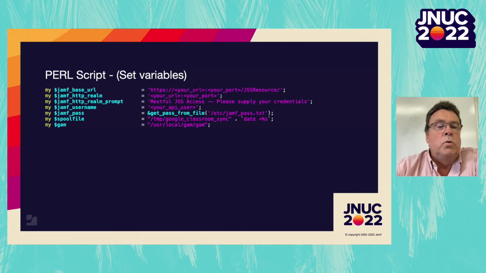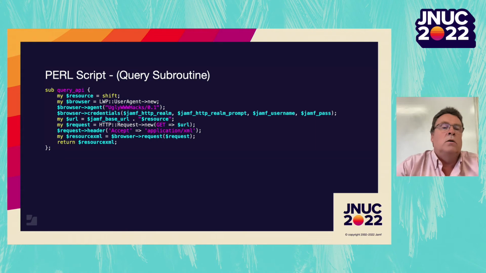I tell it a spool file where it's going to save the file that it's going to sync, and there I just have /temp/Google_classroom_sync, and I append the date to it so that in case it's running multiple times, there'll be a unique file. And then I tell it the actual location of the GAM tool and store that in the variable GAM.